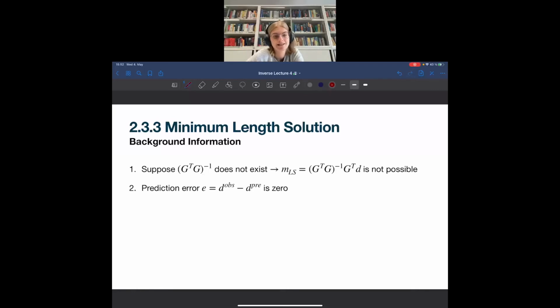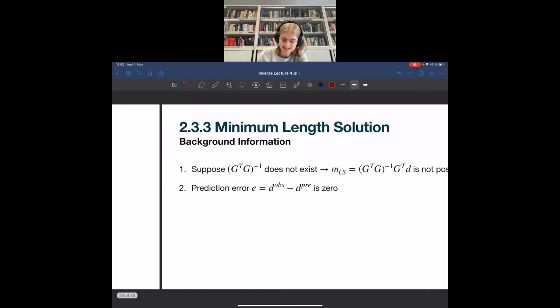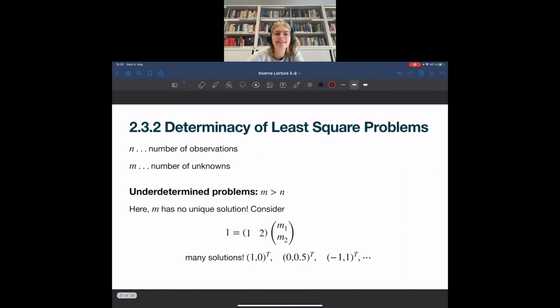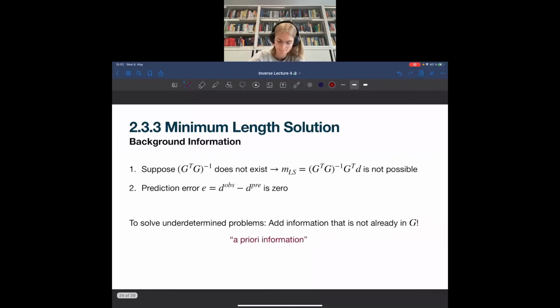And second thing, we assume that the prediction error is 0. And please, once again, keep in mind, we said when we have an underdetermined problem, we have many solutions, and therefore also the prediction error of all the solutions would be 0. What we do here is we need to add some information that is not already contained in the original matrix. And we call this information we add a priori information.